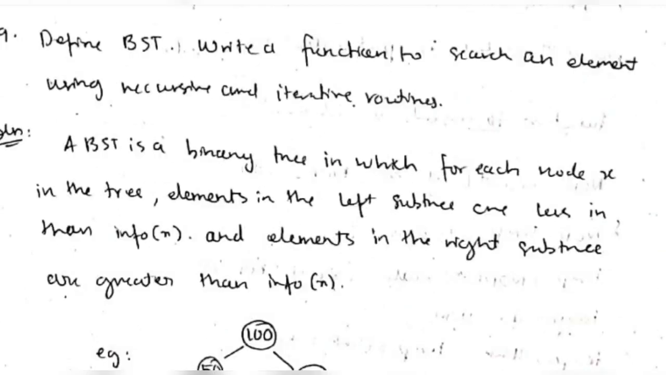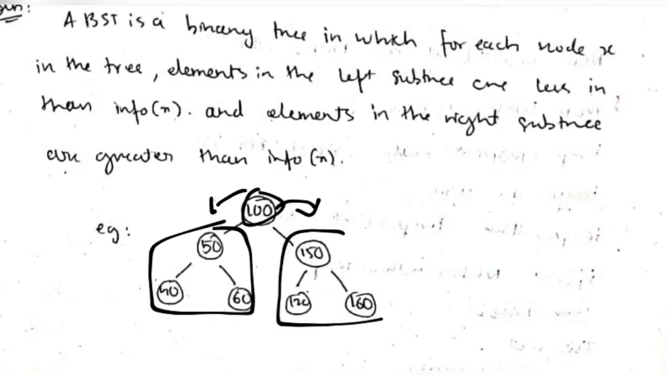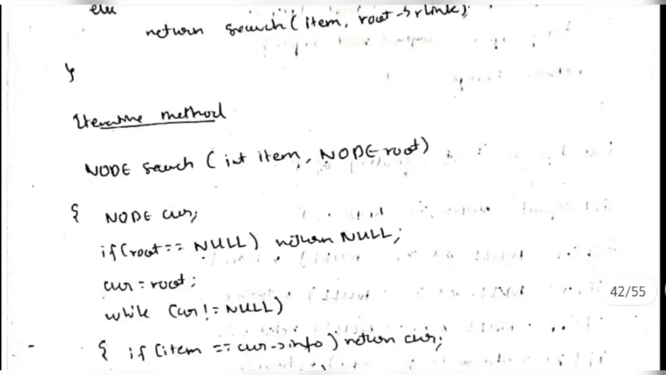In this question we have been asked to define what is a binary search tree. Binary search tree is very simple. In that we will have a root node, and the elements which are less than 100 will be placed in the left part, and elements greater than 100 will be placed in the right part, okay. That will be applied for each node. Also we have to write two functions, which is by using recursive method and iterative method, okay.